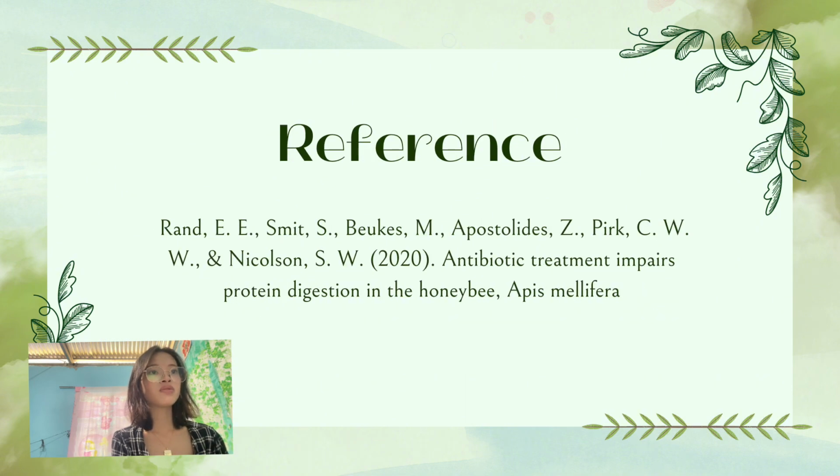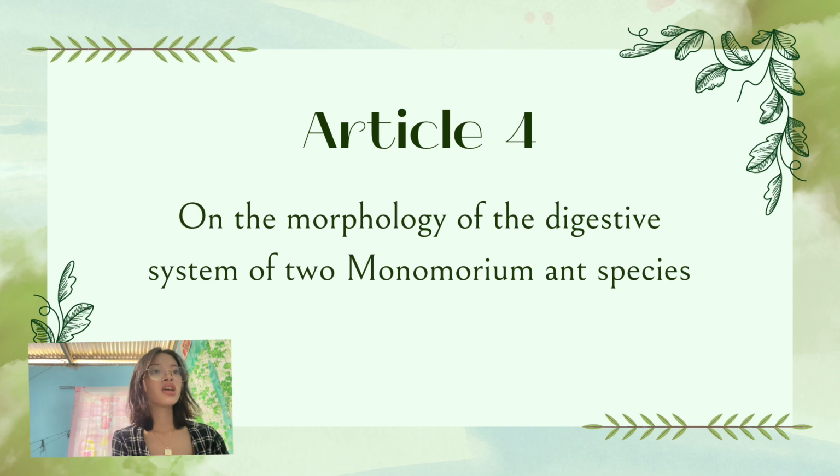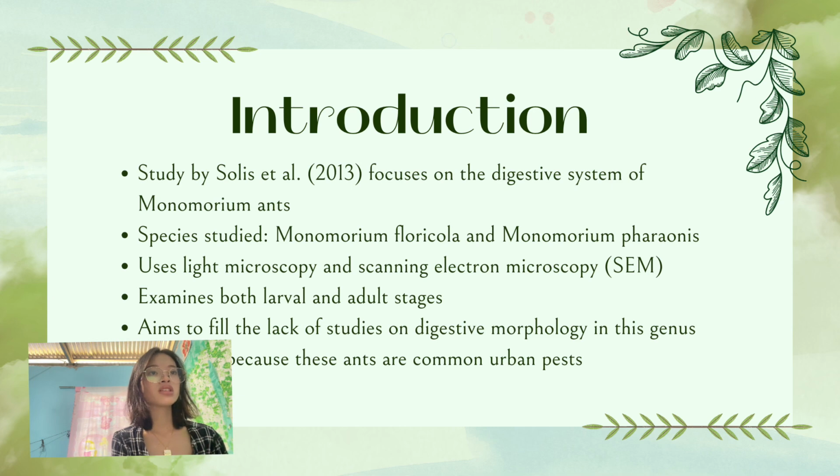So for Article 4, on the morphology of the digestive system of two Monomorium ant species. Introduction. It is studied by Solis et al. and focuses on the digestive system of Monomorium ants. The species studied are Monomorium floricola and Monomorium pharaonis, and they use light microscopy and scanning electron microscopy.